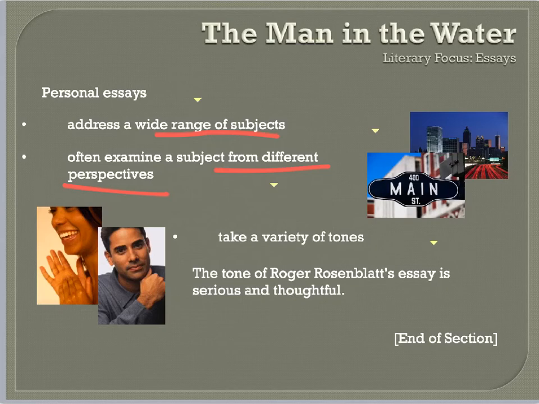You could have multiple essays certainly written about the same subject, but if they're coming from people of different backgrounds, gender, race, ethnicity, religion, ages, things like that, it offers different perspectives. They can take a variety of tones, and with a variety of tones you tend to get a variety of different moods as well. Rosenblatt seems to be pretty serious and thoughtful in that he is reflecting about something, but he also tends to be very optimistic.